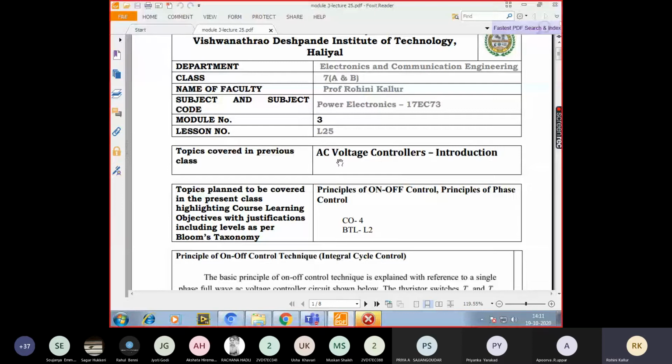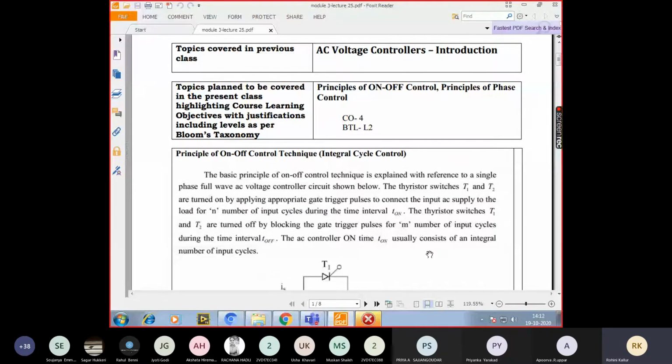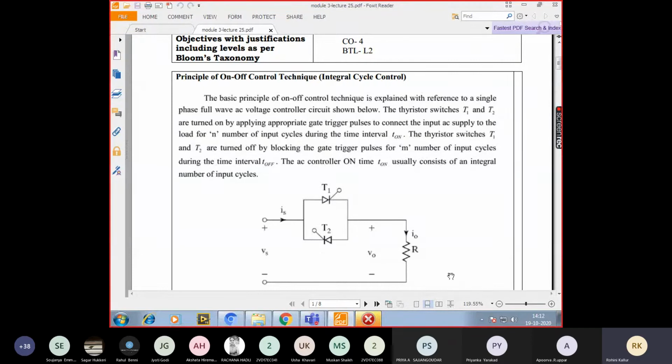And after this we had seen a circuit diagram and a waveform of the principle of on-off control operation. There are two types. One is the principle of on-off control and the other is the principle of phase control. The circuit and the waveform we have seen in the last class. We need to derive your expressions. Is it okay till here? So the principle of on-off control technique, what we have learned in the last class, we'll just repeat it so that it is easy for me to explain the derivations to you.